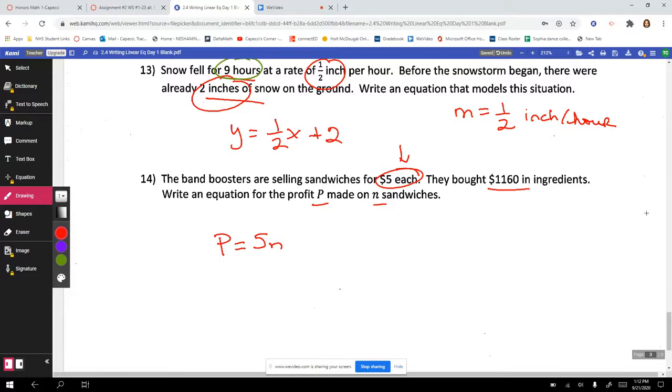But I have to remember, I have to subtract out that $1,160. Well, why am I subtracting it? Well, that's what I have to pay for those ingredients. They don't come for free. So whatever I sell here times $5, and I'm going to subtract out my ingredients, and that will give me my profit.